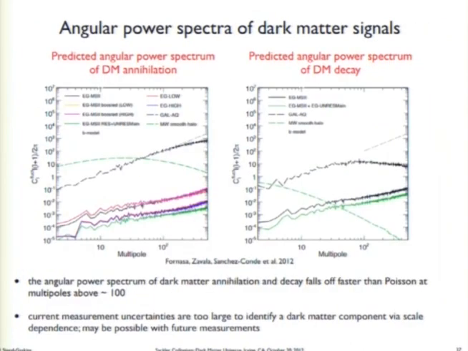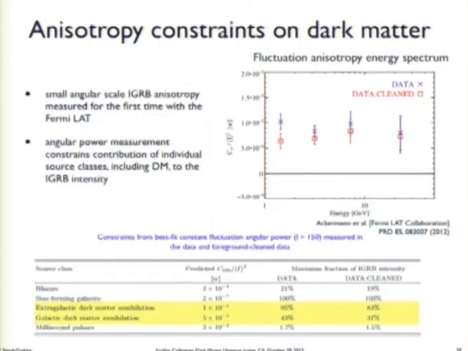In contrast, you expect something kind of similar for dark matter. However, at large multipoles, above about 100, you would expect the dark matter to fall off faster than Poisson. So this is Poisson here, this little dashed line. You see it falling off. This is for dark matter annihilation here and decay over here. So the current measurement uncertainties are unfortunately too large to be able to identify a dark matter component via scale dependence, but it may be possible with future measurements, even with just better statistics.